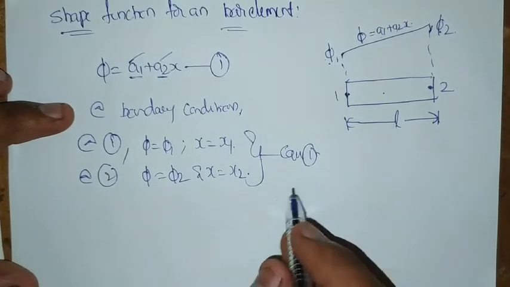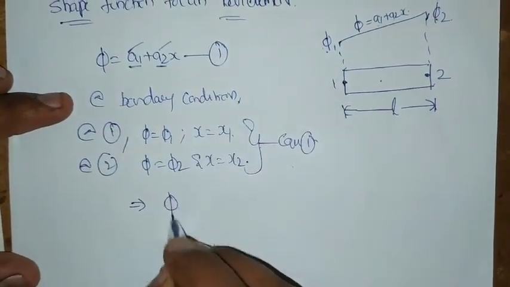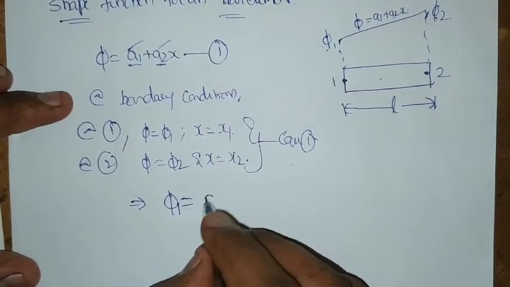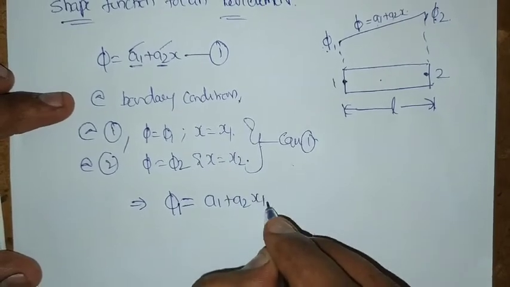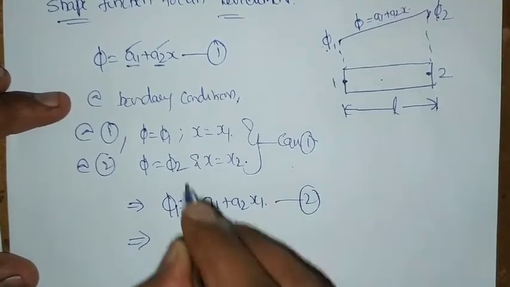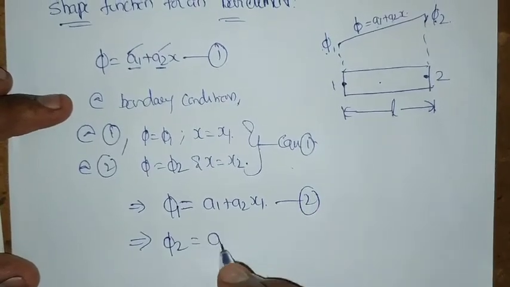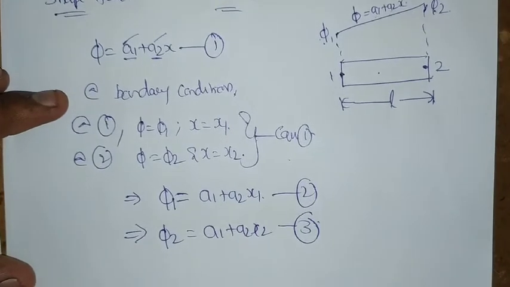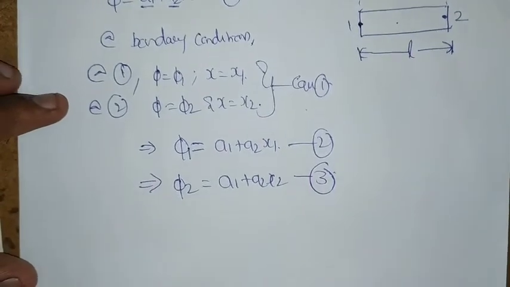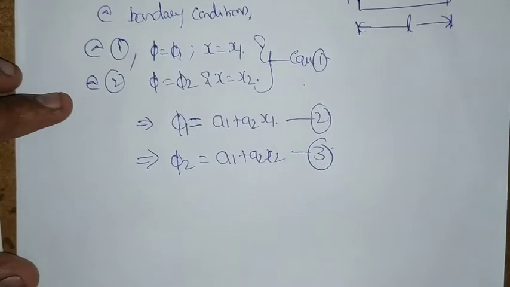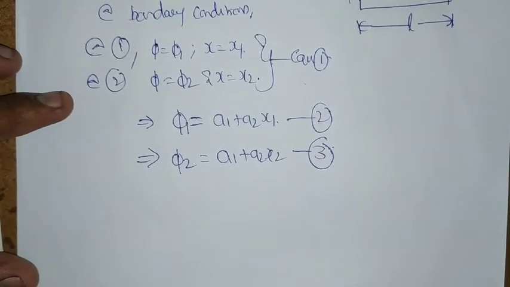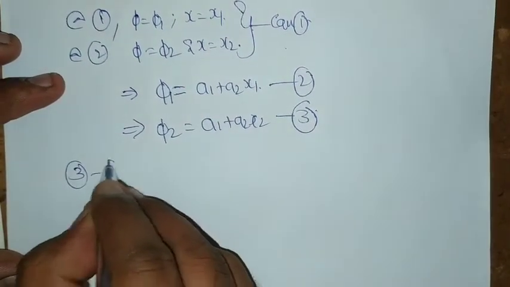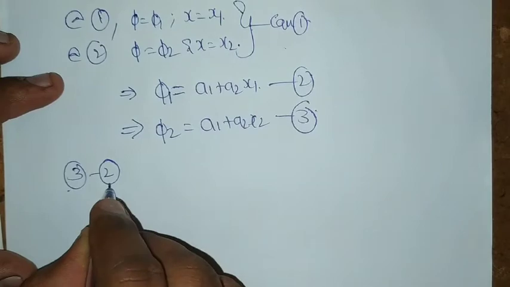By substituting, we get phi 1 is equal to a1 plus a2 x1. Similarly, the second boundary condition gives phi 2 is equal to a1 plus a2 x2. These give two more polynomial equations, represented as 2 and 3. Now I am going to subtract equation 2 from equation 3.